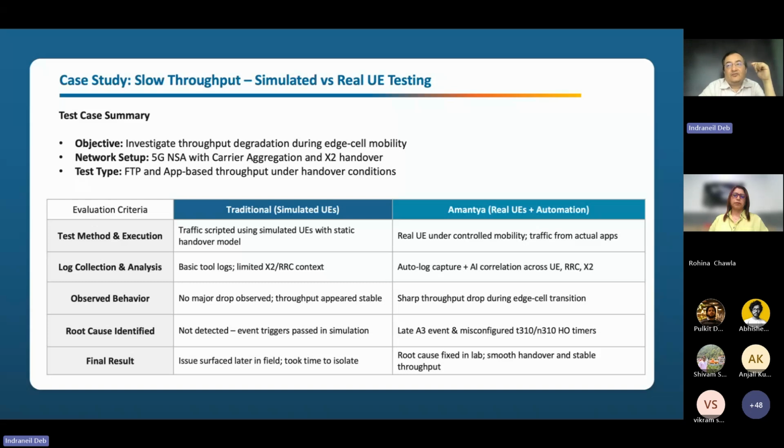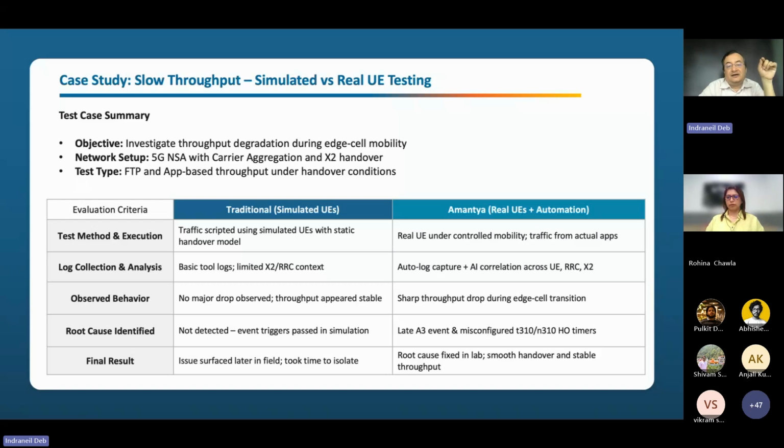Analysis revealed that this was because there was a late A3 event, a late handover trigger, or a late trigger going to the G-Node B. The G-Node B also had misconfigured handover timers. As a result, this A3 event was not getting honored, and the handover was not happening properly, right?